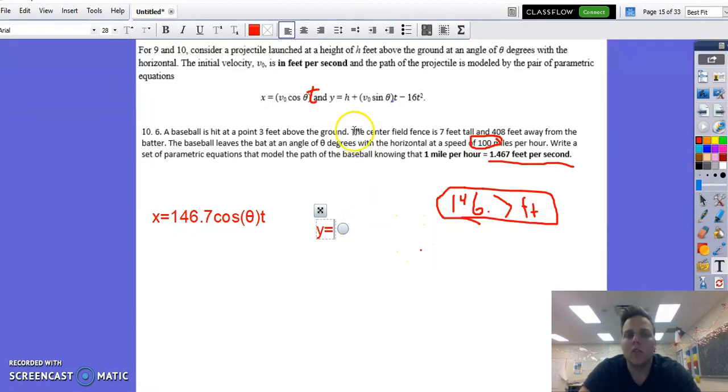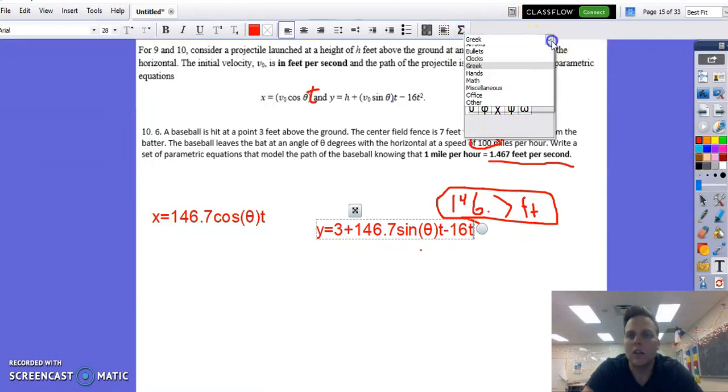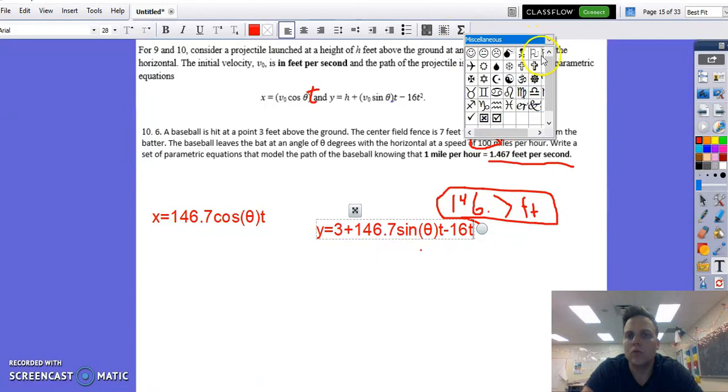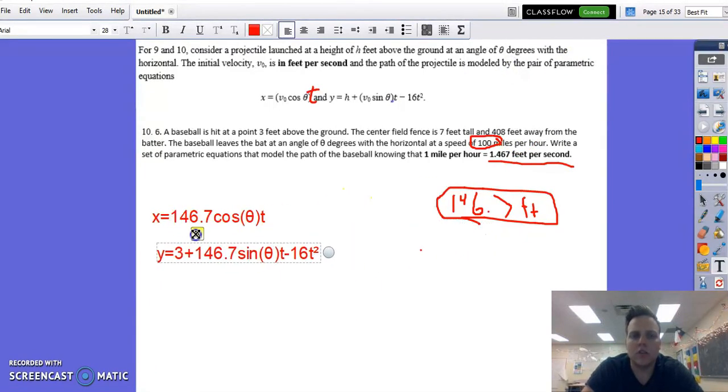All right. So h, which is my initial height. So the baseball was hit at a height of 3 feet, plus initial velocity once again, which is 146.7, sine of theta times t minus 16t squared. And there you go. Those are your two parametric equations. That's all you need. Okay?